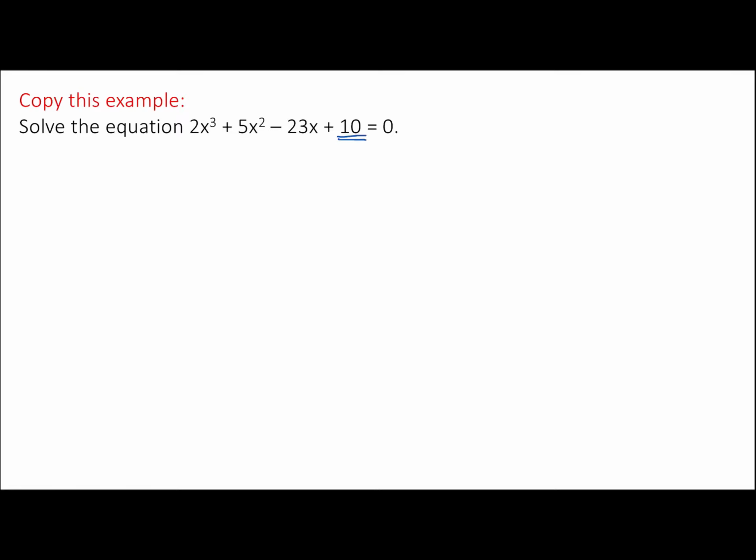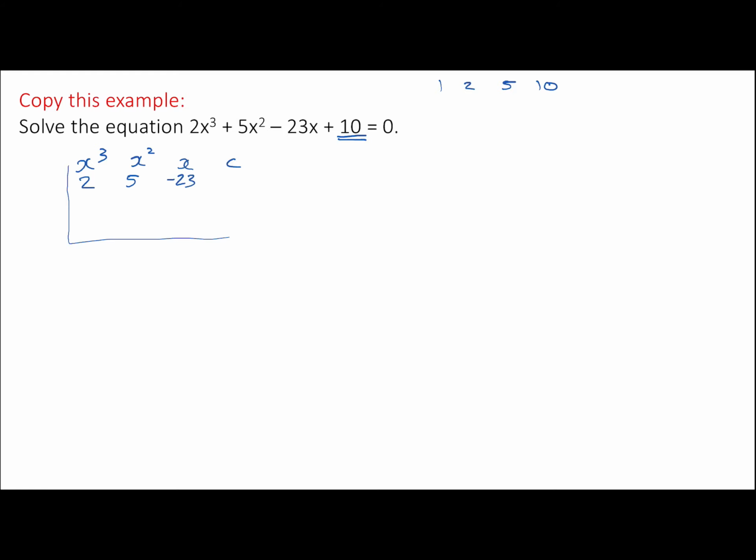So in this example, solve the equation 2x cubed plus 5x squared minus 23x plus 10 equals 0. We're going to first factorise the polynomial using synthetic division. It doesn't give us a factor this time, so we've got to try and find some factors looking at factors of the constant. So we've got 10. Numbers we could try here are 1, 2, 5 and 10, and we could obviously try positive and negative values of each of them.